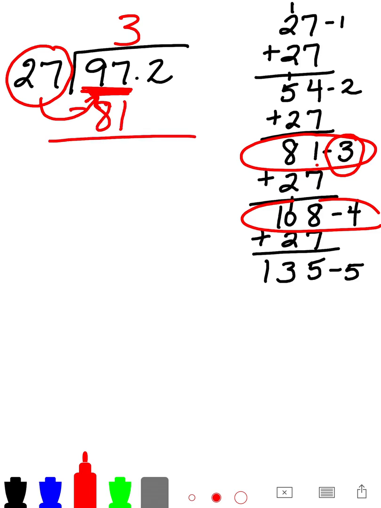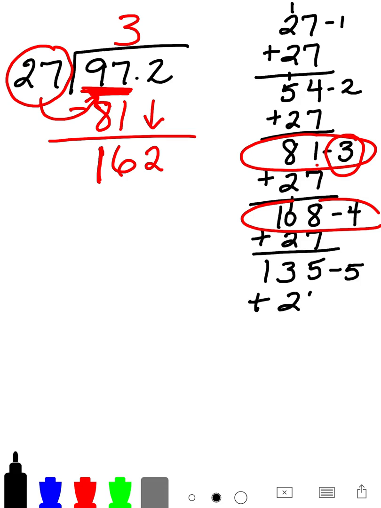And we subtract. 7 take away 1 is 6. 9 take away 8 is 1. Whoops, 1. And we're going to bring down our 2. Now this is where things get tricky. 162. Well, I have 135 on the board, and that's semi-close, but I don't know what my next number is. So I'm going to add 27 to this again. Okay, 7, 8, 9, 10, 11, 12. Carry the 1, 3, 4, 5, 6, 1.